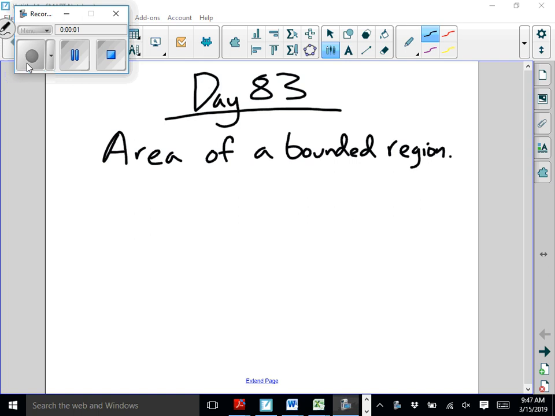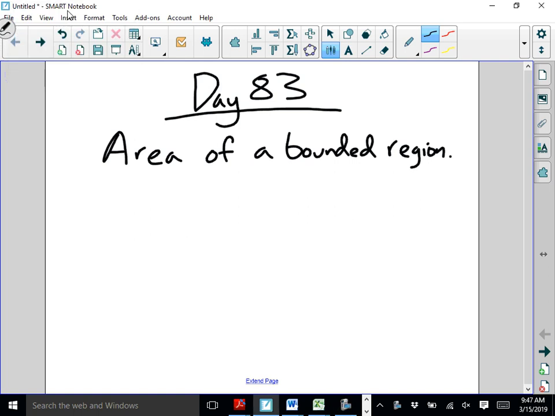We're back with day 83 after our big test. Today we're looking at the area of a bounded region. This will be a precursor to our unit that has to do with bounded regions. We will find areas of them. We will find volumes of these regions revolved around different axes.